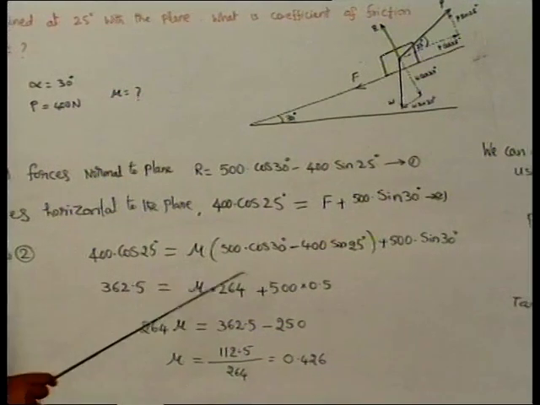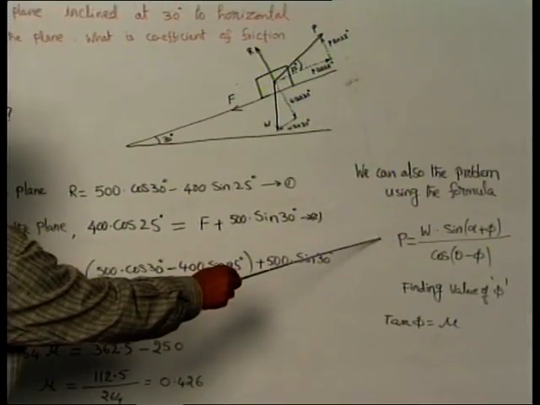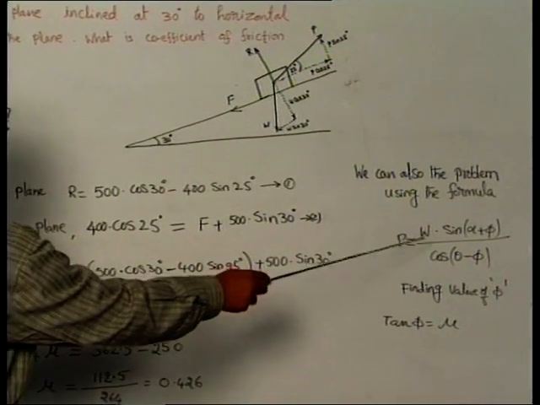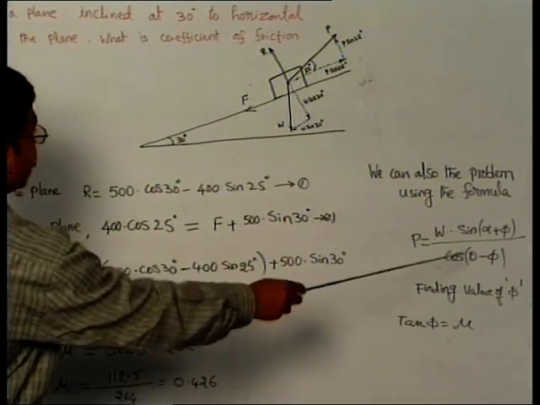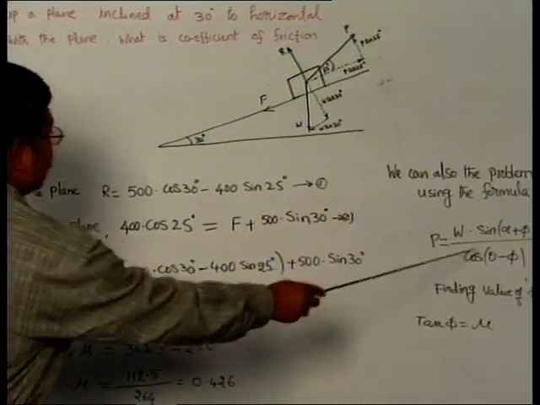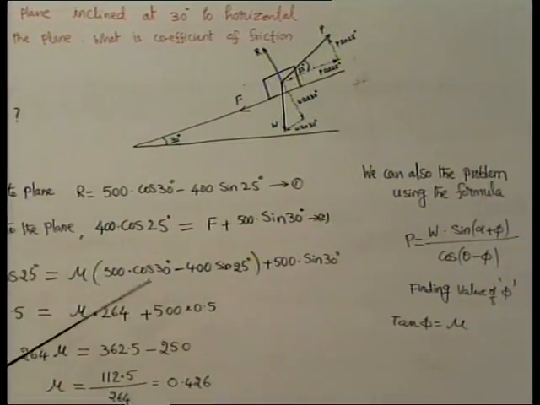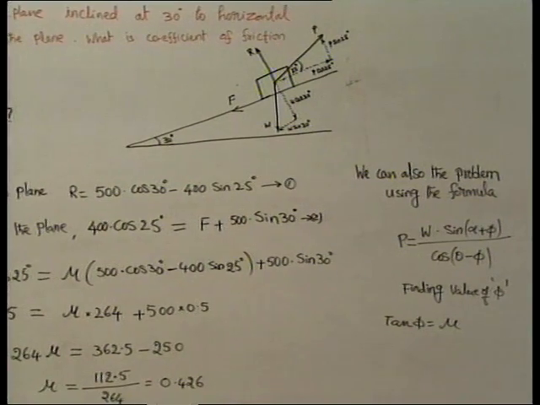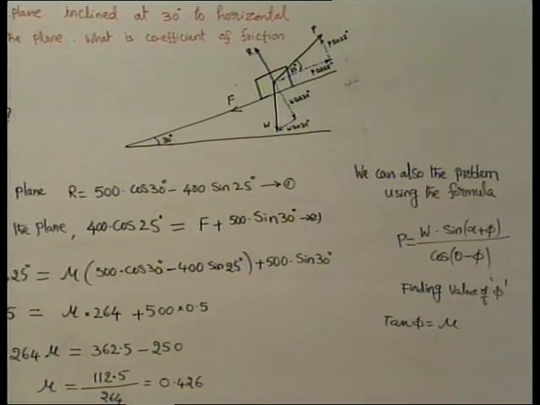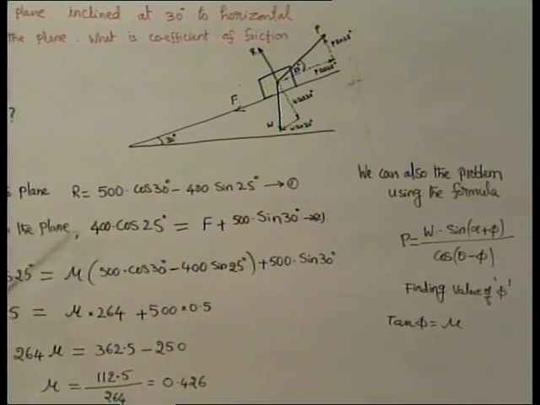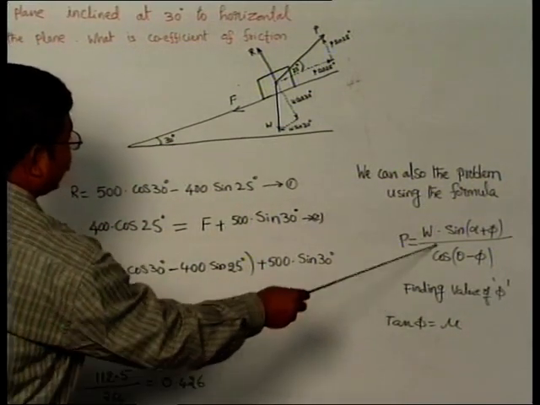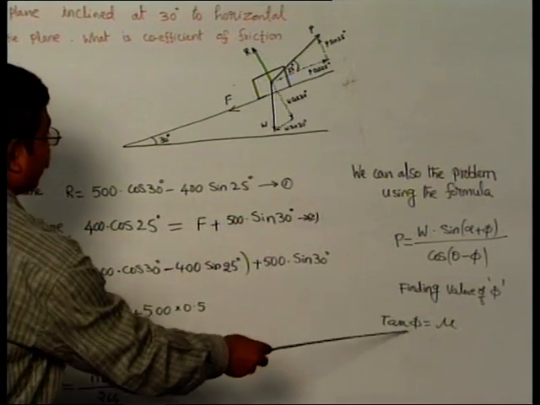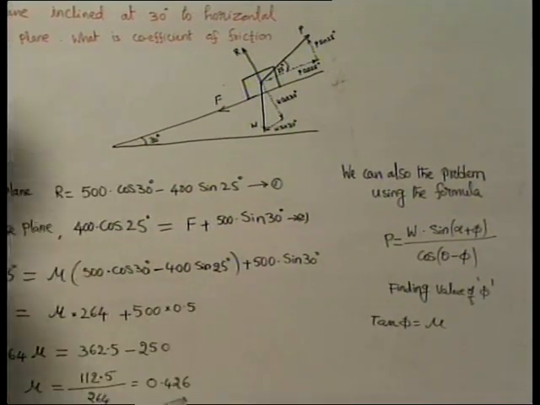We can also solve the problem using the formula straight away. P is equal to W into sin alpha plus phi divided by cos theta minus phi. In this formula we know all the values: P we know, W we know, theta we know and alpha we know. Only the value which is unknown is phi. We can find out phi from this formula. We know the formula tan phi is equal to mu, like that also we can solve the problem.